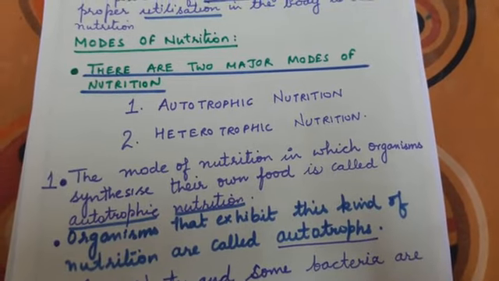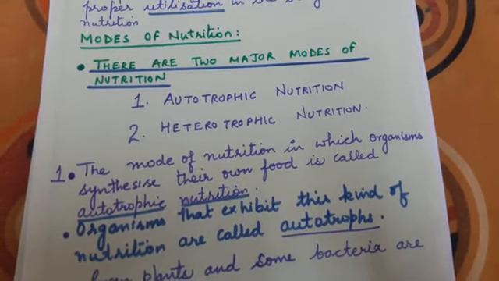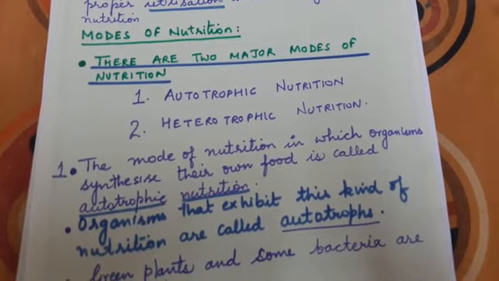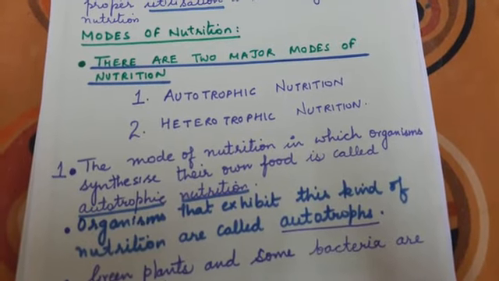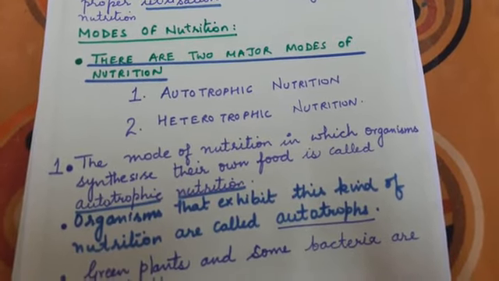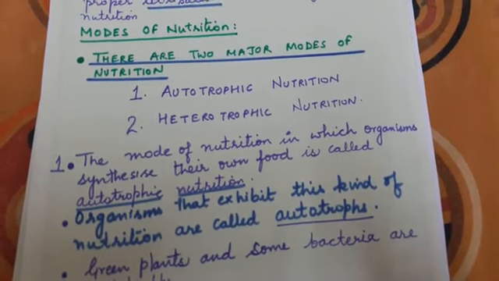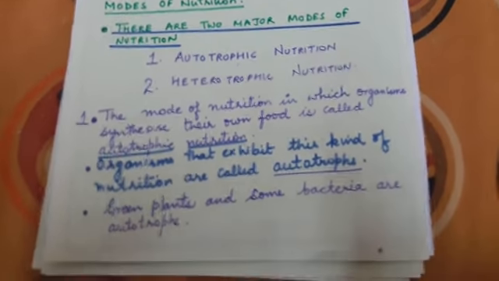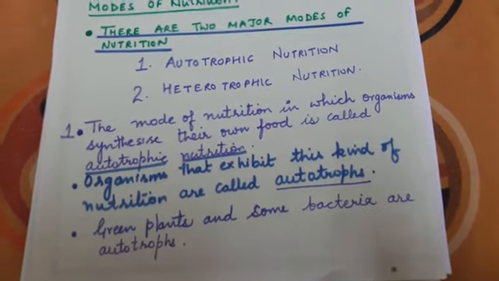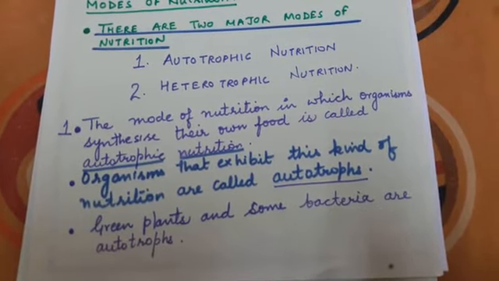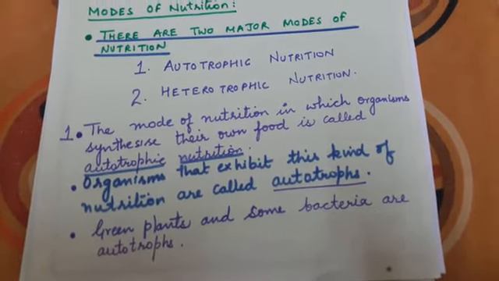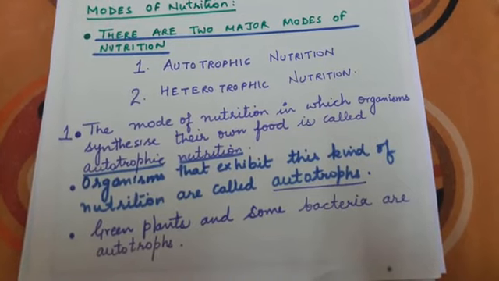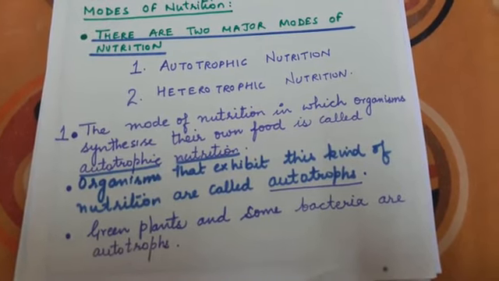Broadly speaking, there are 2 types of nutrition. Modes of nutrition means kinds or types of nutrition. First type of nutrition is autotrophic nutrition and second is heterotrophic nutrition. Autotrophic nutrition, as its name signifies, auto means self, troph means nutrition. In this, the organism is capable of preparing its own food.